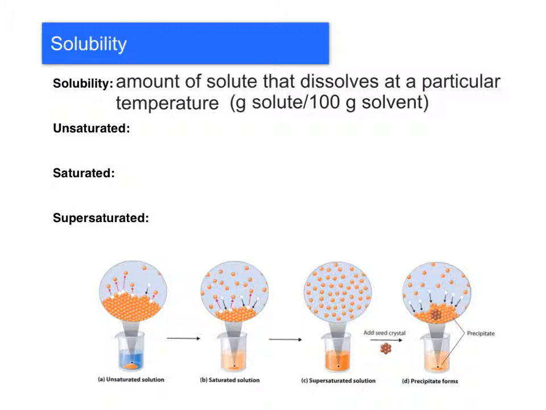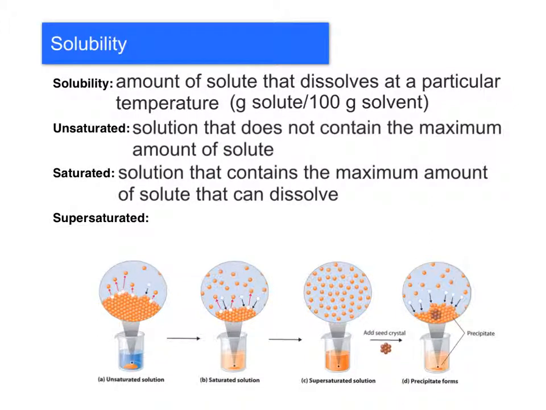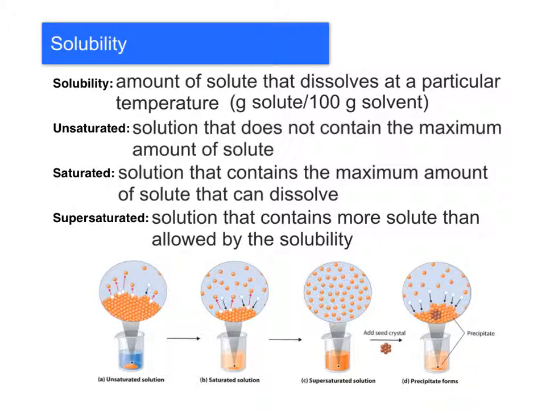A solution that's unsaturated is one that does not contain the maximum amount of solute. A saturated solution is one that contains all of the possible solute that can dissolve. A supersaturated solution is a little bit weird to think about, but it's a tenuous state where you actually have more dissolved than could dissolve. Let's talk about what happens in each of these cases to make this a little bit clearer.